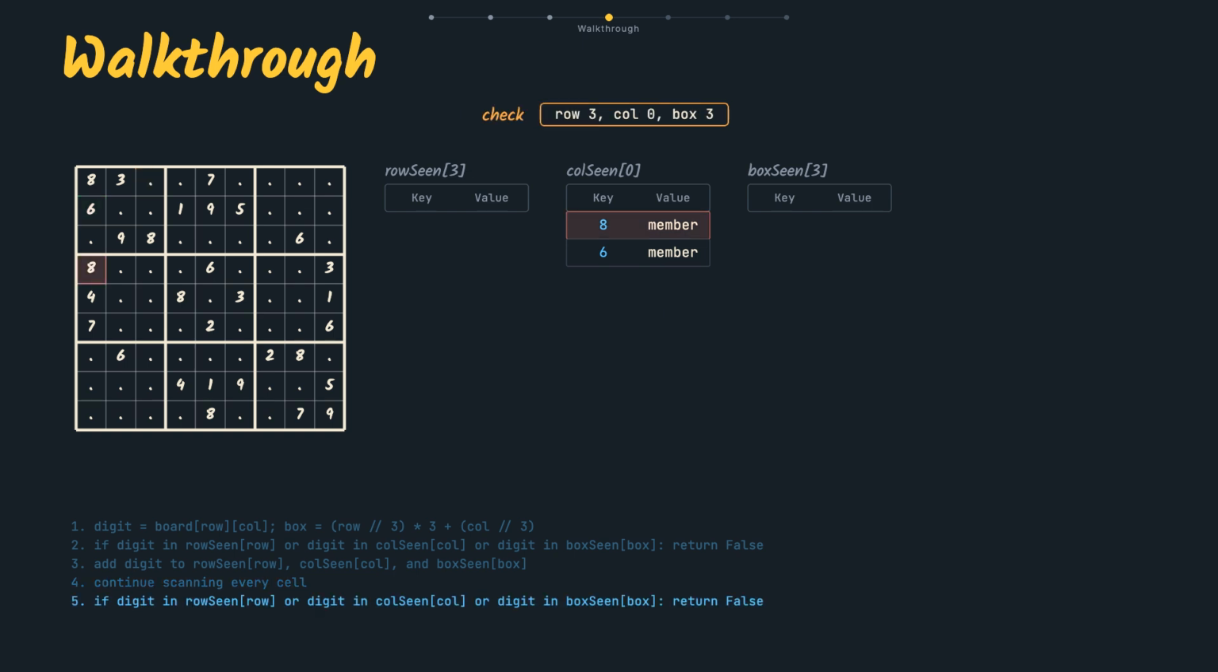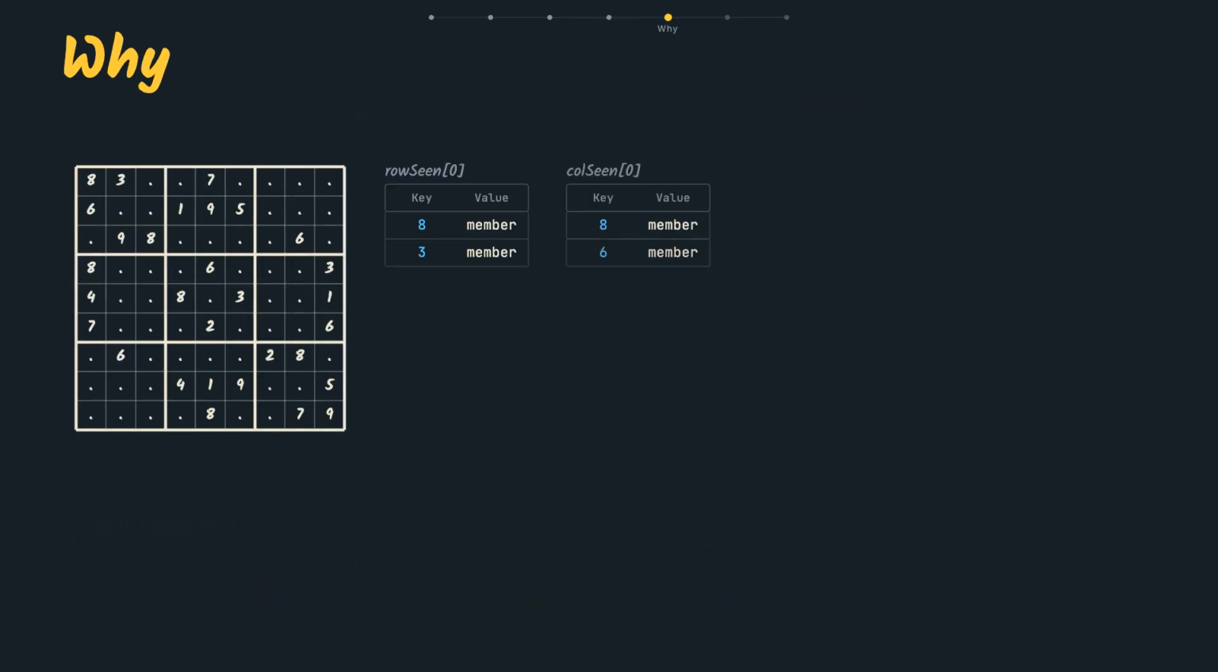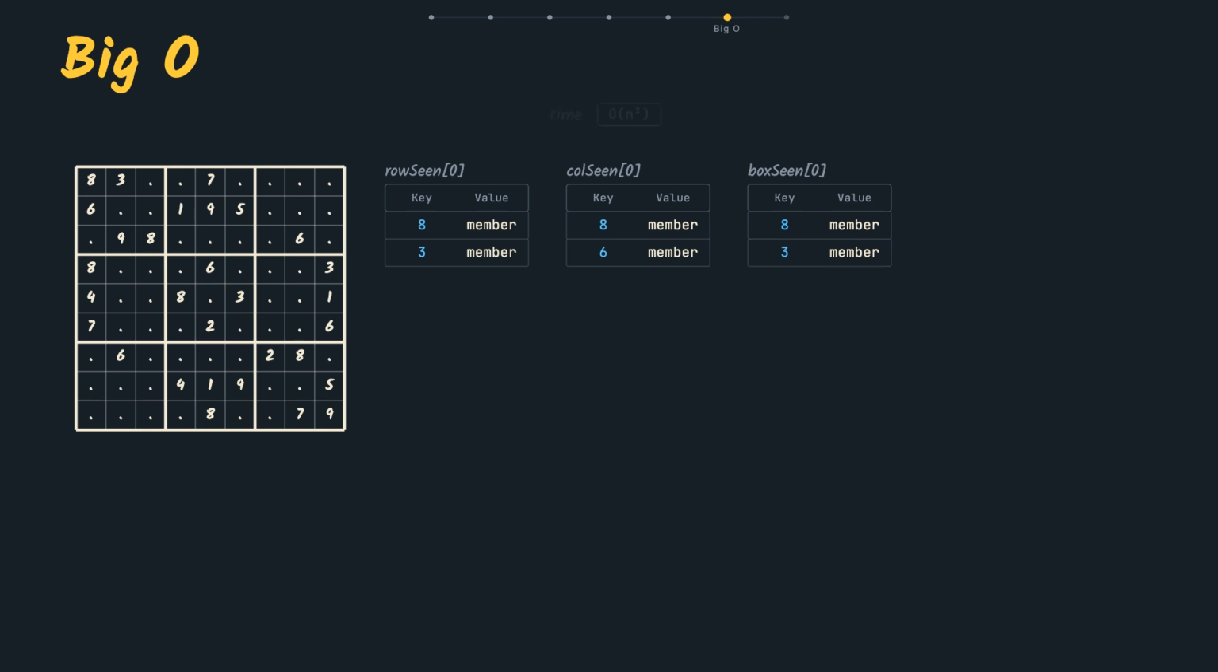Now row 3, column 0 is another 8. Ask the same question. Is 8 already in row 3, column 0, or box 3? Yes, column 0 already has an 8 from the first row. We stop immediately and return false. Notice what changed. We never rechecked whole rows or whole boxes later. Each filled cell settled its own validity on arrival. The board has fixed size here, but in general we visit each cell once, and the stored records grow with the board. Let's write it.